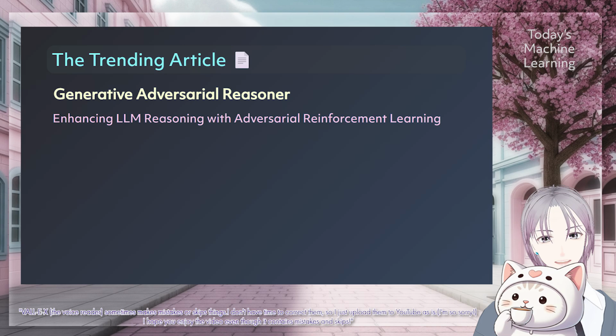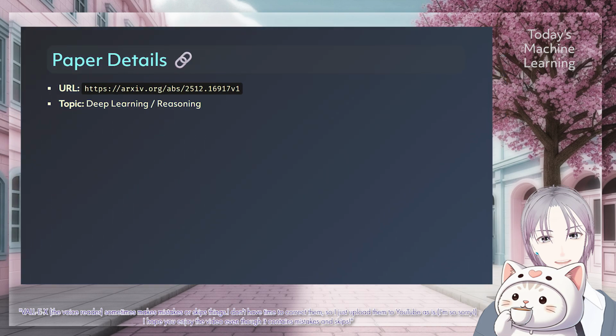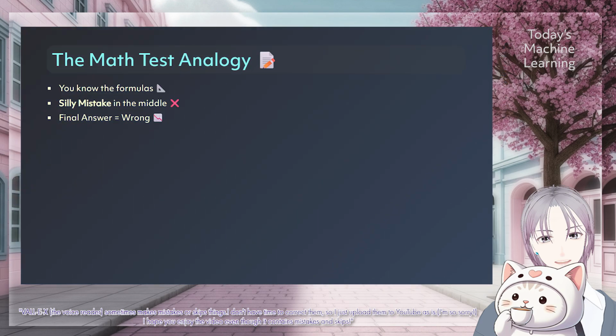The title of the trending article we are looking at today is Generative Adversarial Reasoning: Enhancing LLM Reasoning with Adversarial Reinforcement Learning. Wow, that is quite a mouthful, isn't it? The paper is on arXiv, number 2512.16917. I know it is a bit long, but this is worth checking out if you love digging into the details. Now, let me explain what this is all about in a way that makes sense.